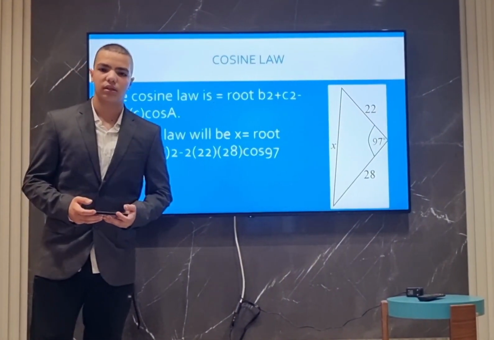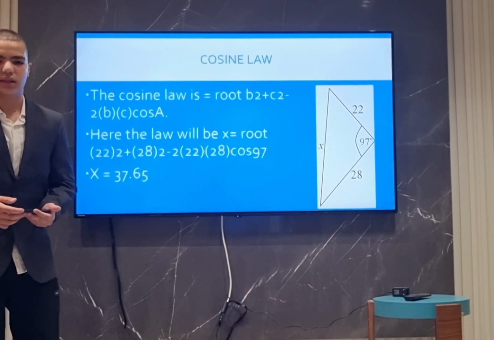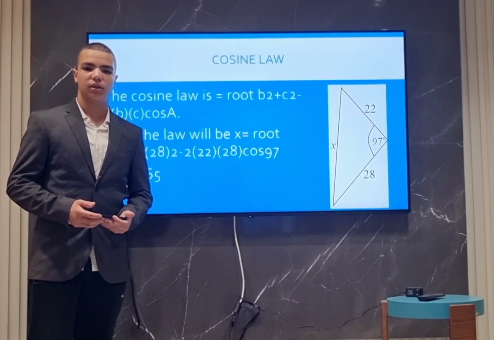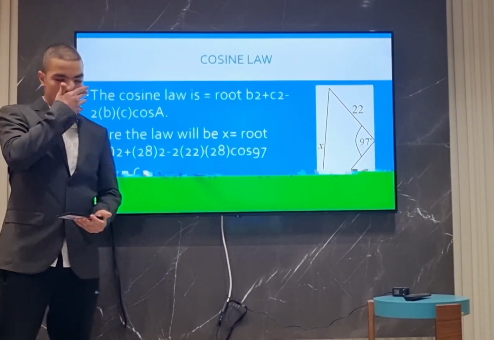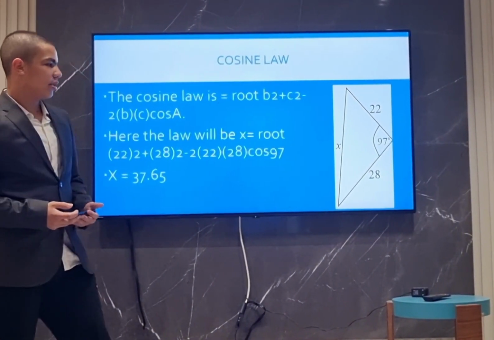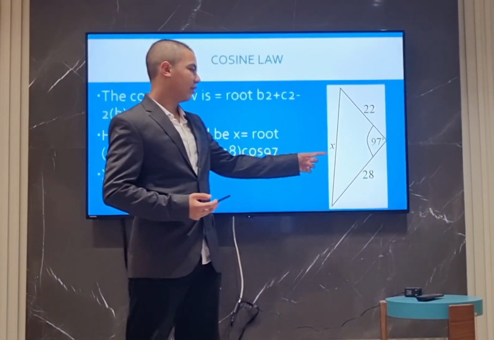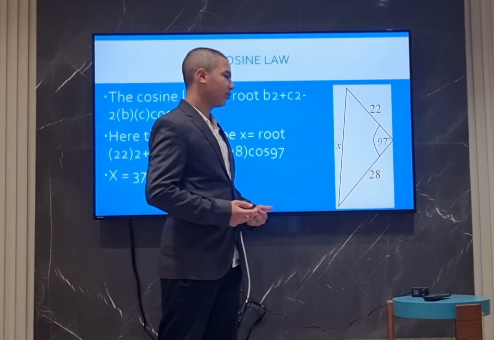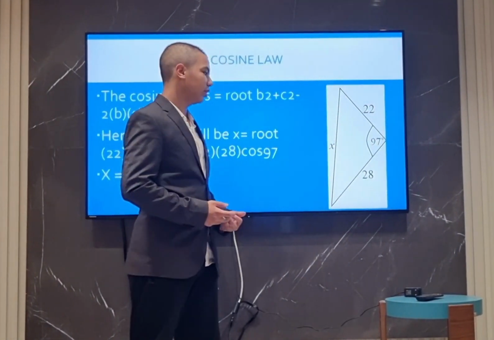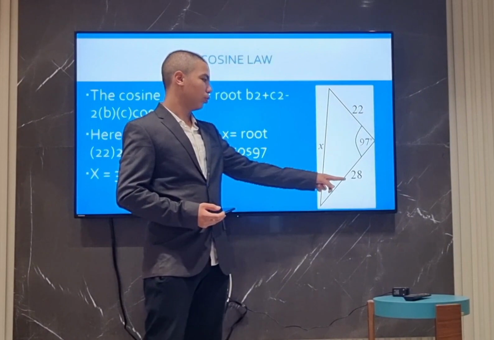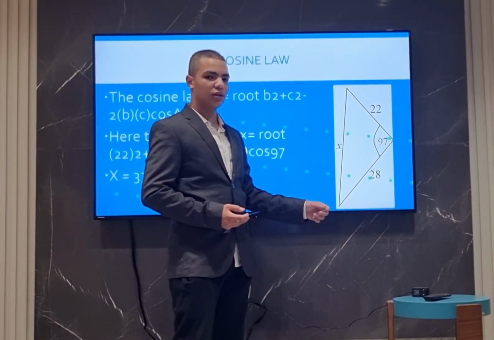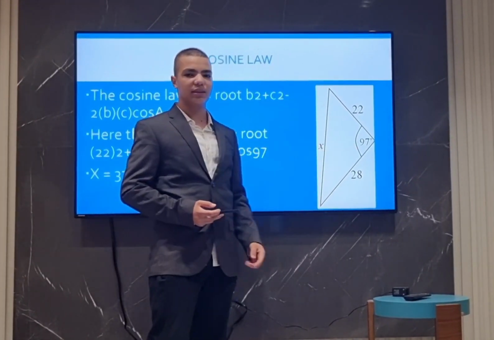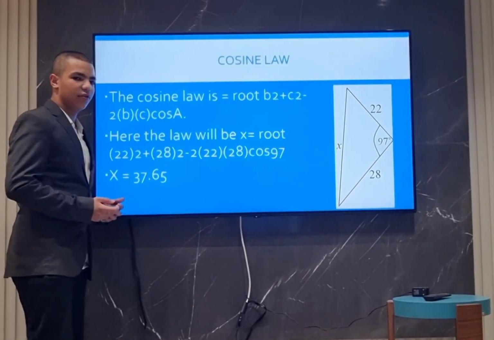Then the cosine law. The cosine law is a equals the root of b power 2 plus c power 2 minus 2bc cosine A. Here we have angle 97 and two sides, 22 and 28, and we want to find x. So the equation will be x equals root 28 power 2 plus 22 power 2 minus 2 multiply 28 multiply 22 multiply cosine 97, and the answer will be 37.65.